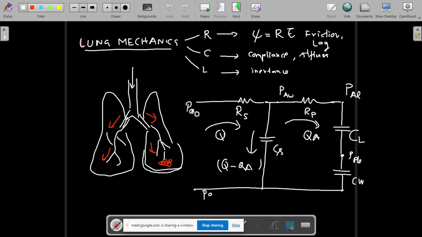Okay, in this loop we have written the equation, that is current into the resistance plus 1 by CL plus 1 by CW integral of Q minus QA dt is equal to 1 by CS into Q minus QA dt. Okay, so for this loop I have written. Now I am writing for this loop. Okay, so P naught is essentially 0, that's why we are not including P naught as of now here.